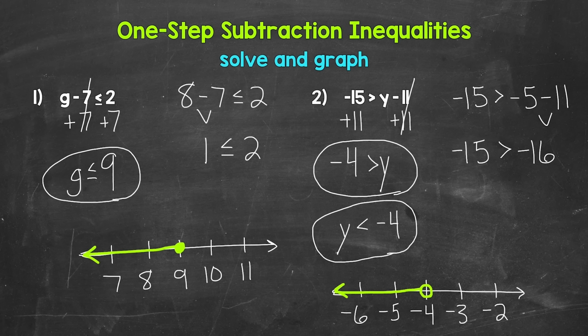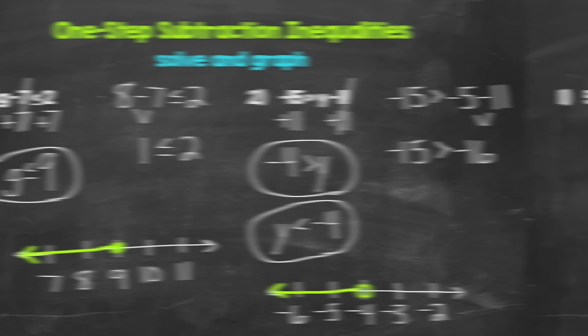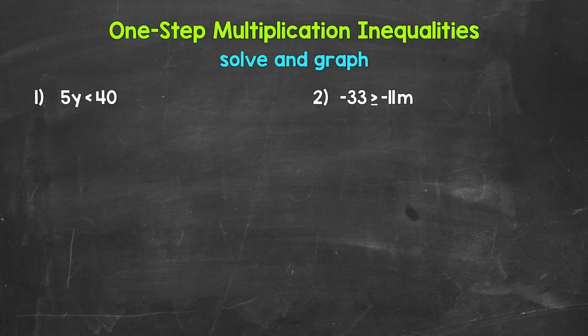So there's our subtraction examples. Let's move on to multiplication. Here are our multiplication examples. Let's jump into number 1, where we have 5y is less than 40. 5 times y is less than 40. So we are multiplying y by 5.